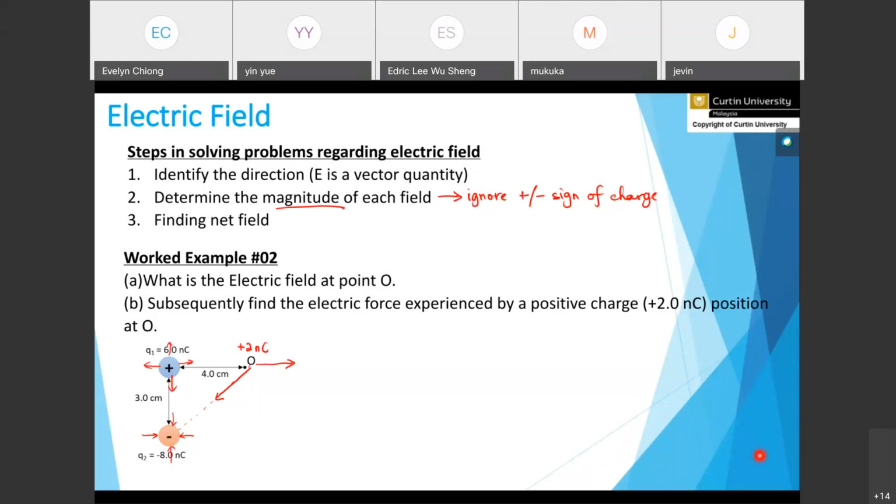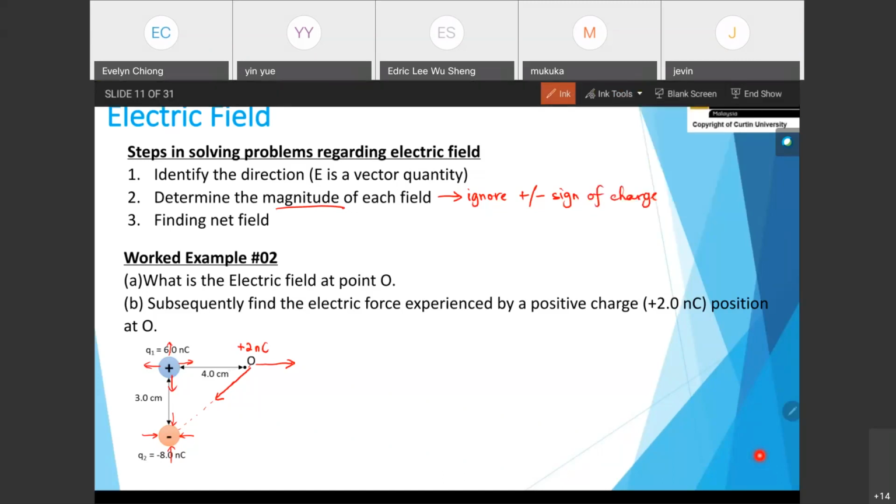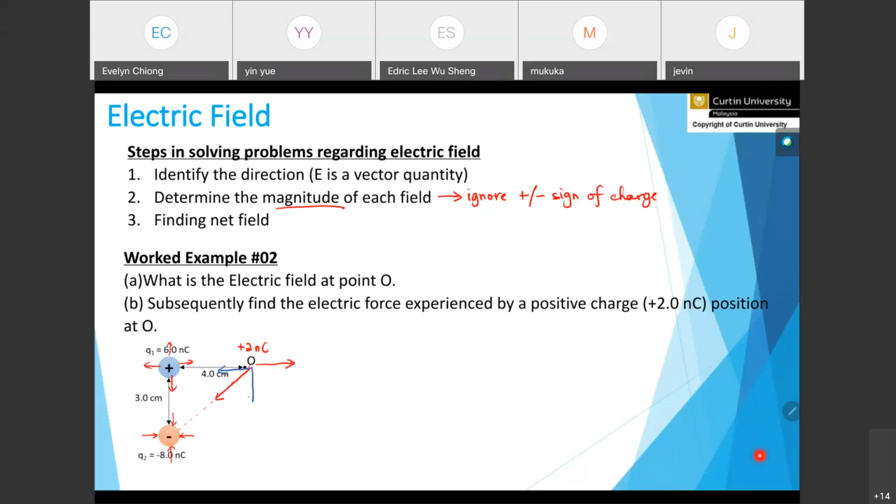So what we need to do is resolve. You see this one? I have to resolve it as well. The vector is pointing southwest, so I will just draw the x and y components. Make sure the x and y components are perpendicular to each other, and they cover the vector. This is the y component. This is the x component. Before we move on to resolve them, we just calculate the magnitude first.